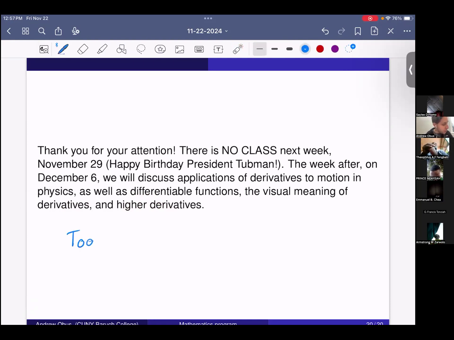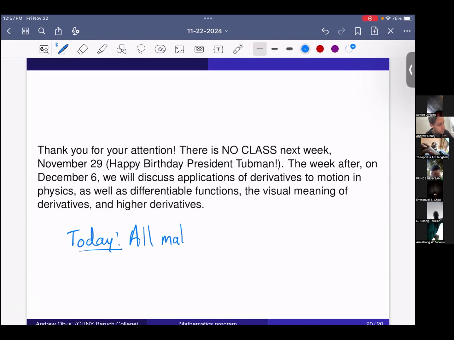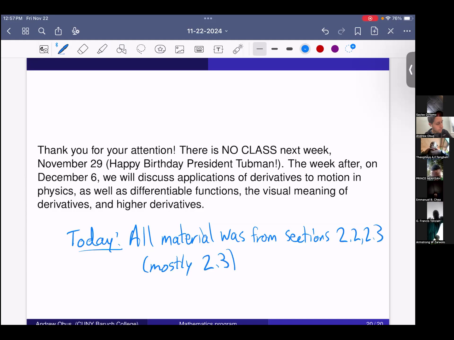And by the way, I should say that today, all the material was from sections 2.2 and 2.3, and I'll say mostly 2.3, of the textbook.